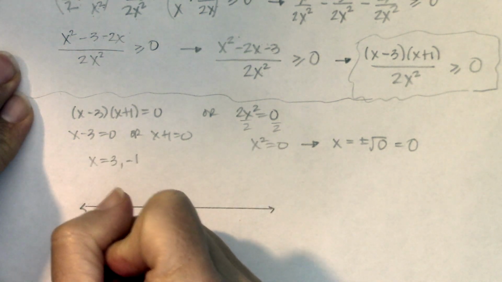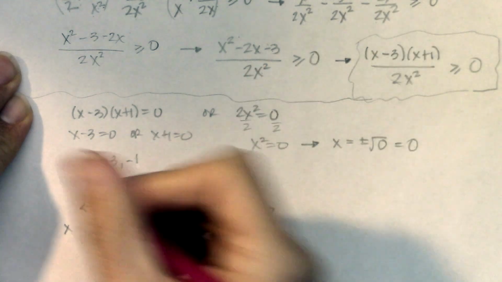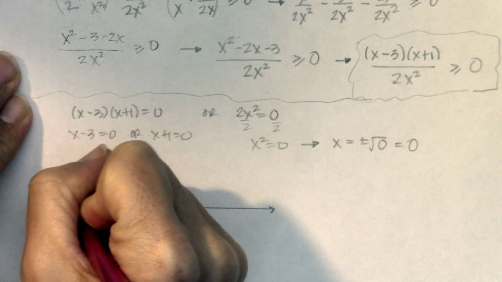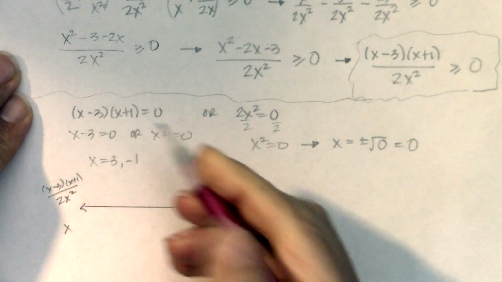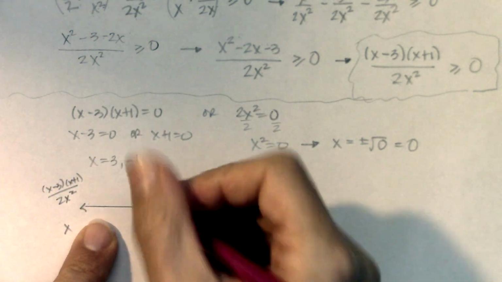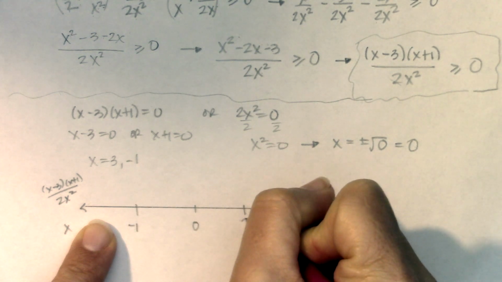So we've got x down here, and I'm going to put the factored form. So what do we have? (x - 3)(x + 1), and then 2x squared. Okay, so I'm going to go from left to right, low to high. So we're going to go -1, 0, 3.